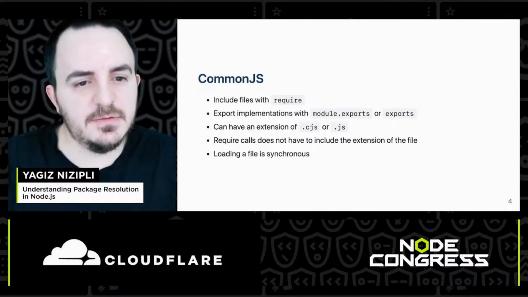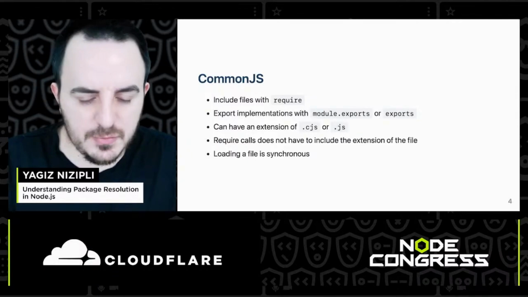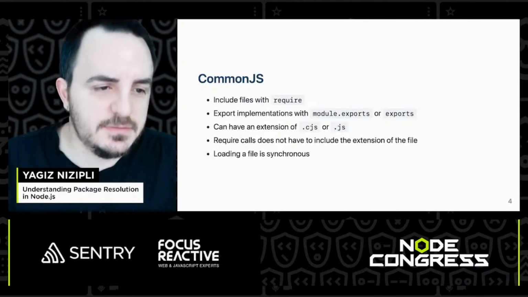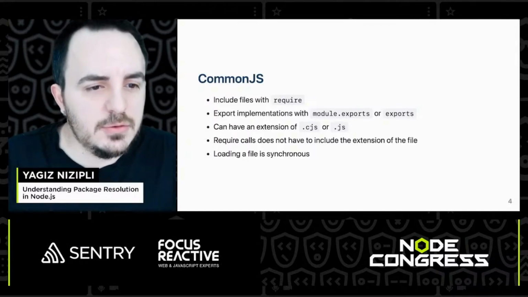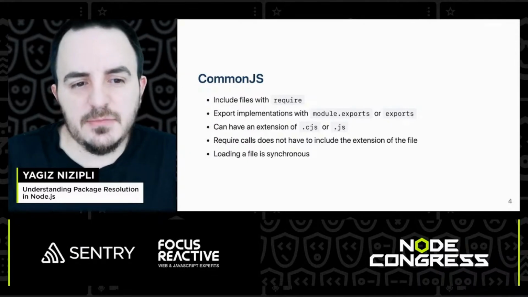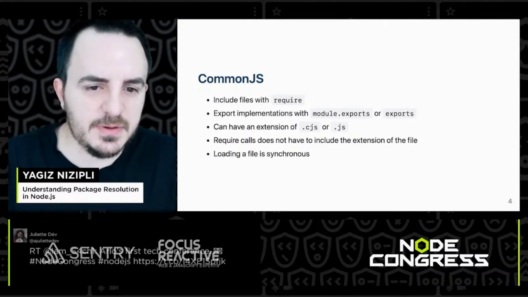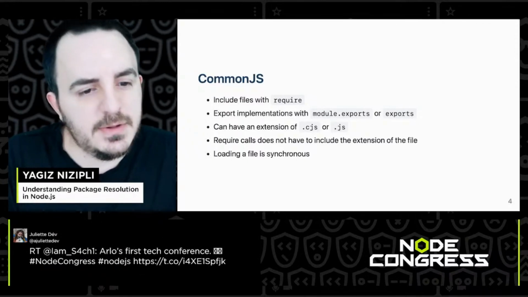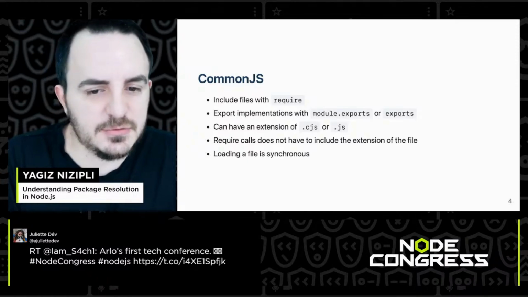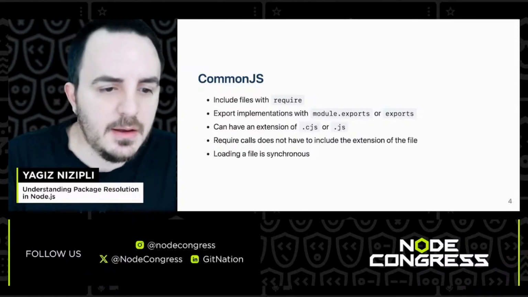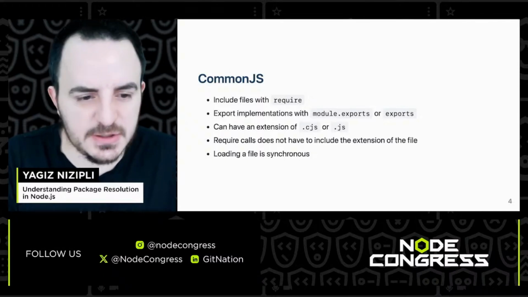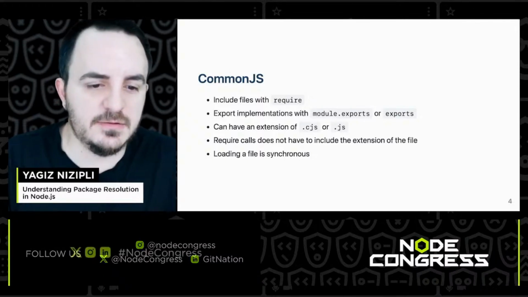CommonJS is the first and the most widely known module resolution strategy in Node.js. It includes files with require, and export implementations with module.exports or exports. It can have an extension of .cjs or .js. Require calls do not have to include the extension of the file, and loading a file is synchronous.